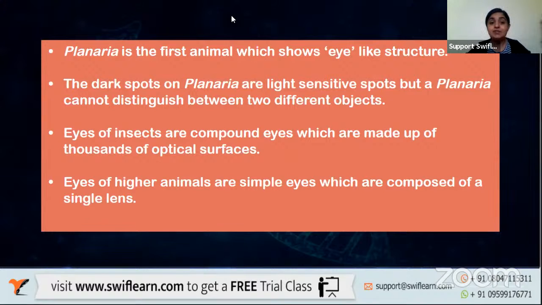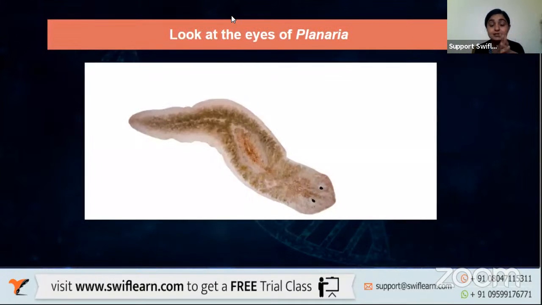That's it. Eyes of insects are compound eyes, which are made up of thousands of optical surfaces. If you have ever seen the microscopic eye of small insects, they are not exactly like human eyes. They are composed of very small, tiny, light-sensitive surfaces. Eyes of higher animals are simple eyes, which are composed of a single lens. That is the human eye, or the eye of some other higher animals, right?